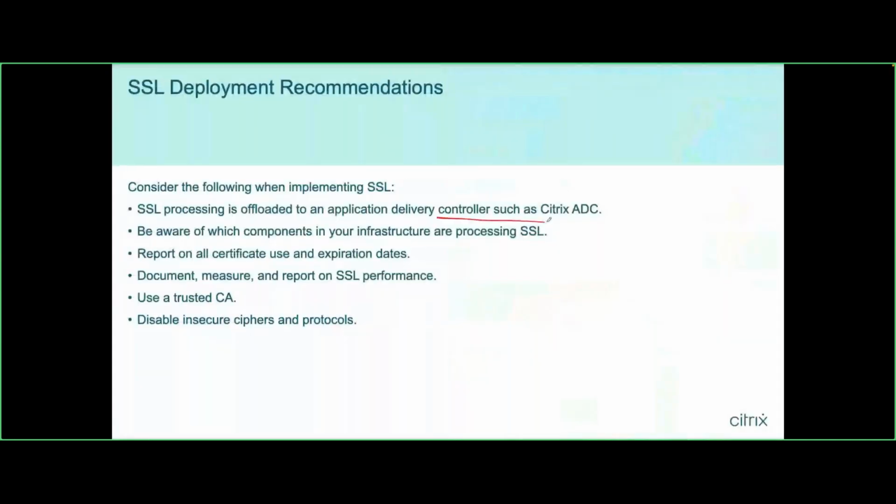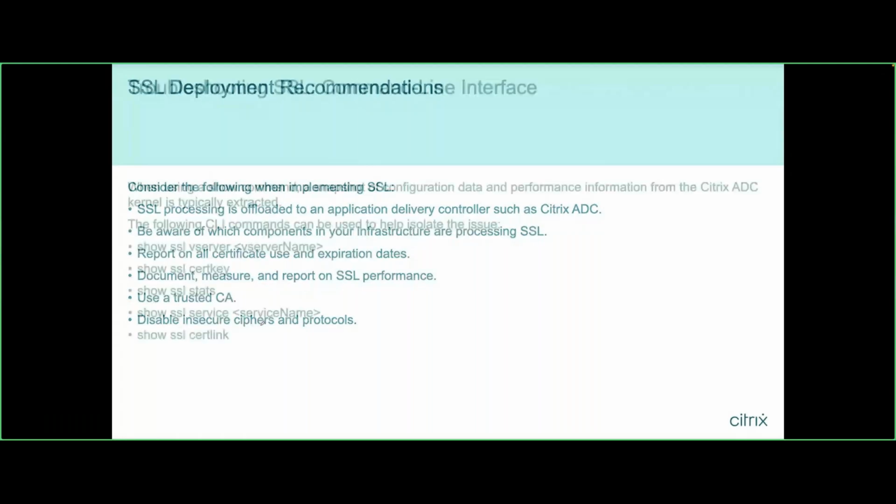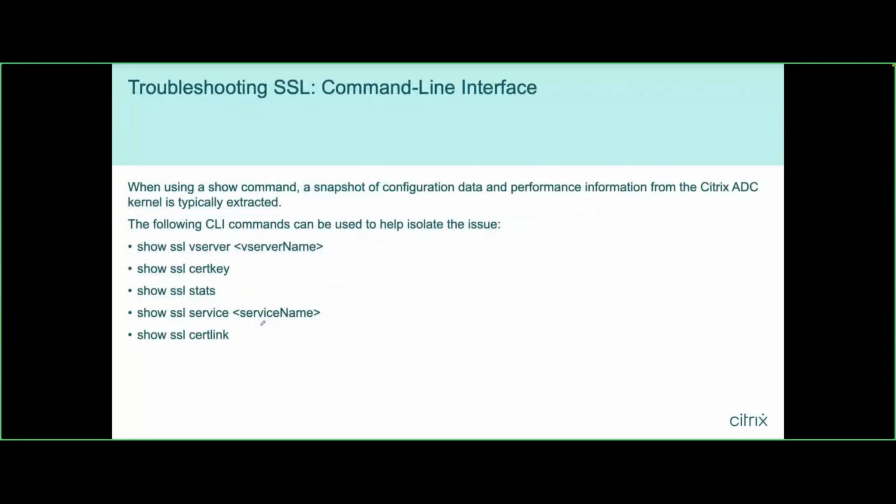All right, so this is your SSL troubleshooting. Make sure your delivery controllers, your ADCs, and the components in the infrastructure are processing the SSL. Look at the usage and the expiry dates. Measure all the reports on the SSL performance. Use a trusted CA, and get rid of every insecure cipher, protocol and suite. We can go with show SSL virtual server, show SSL certificate, SSL instance, SSL service. This is the command line that you can be using.